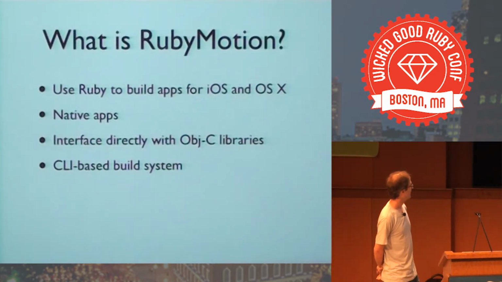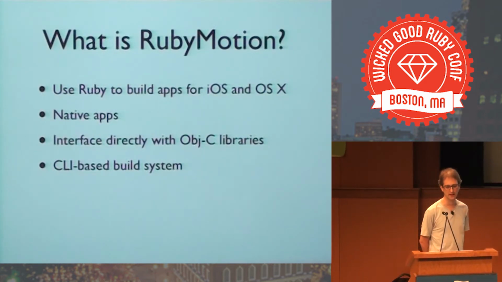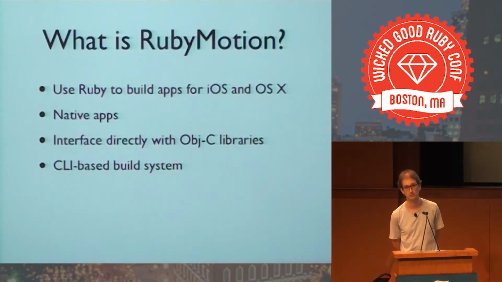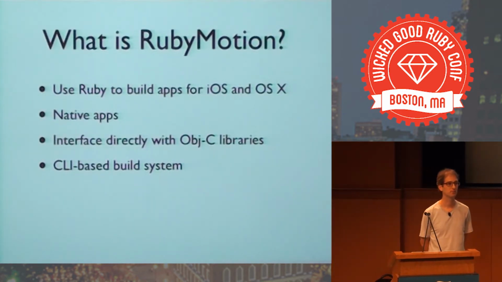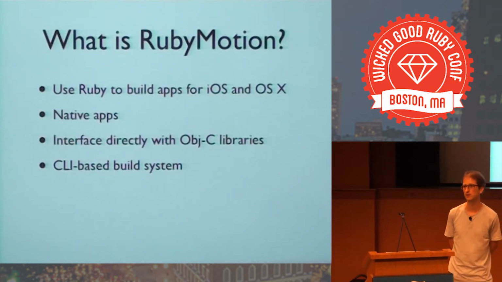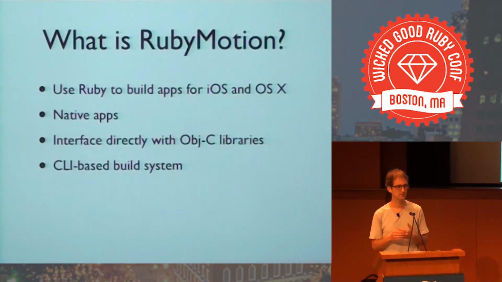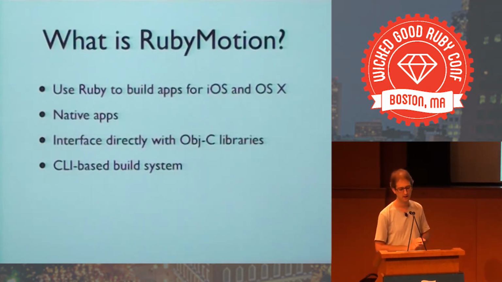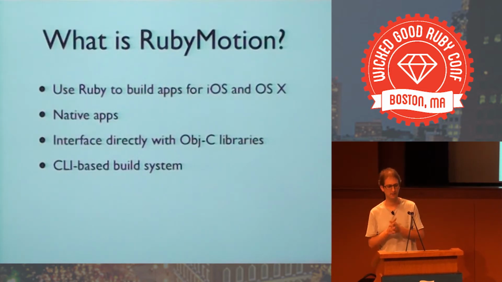If you haven't figured it out by now, RubyMotion allows you to use Ruby to build apps for iOS and more recently also for OS X. These are native apps. So this is not a translation layer. It's not a simulation. It's not some sort of layering on layering on layering. When you compile these apps, they are compiled native apps.